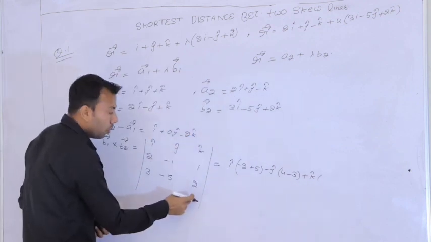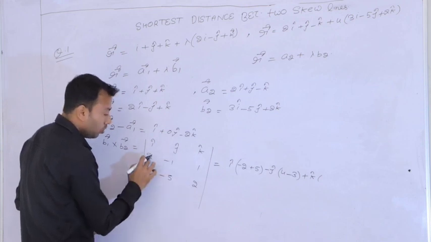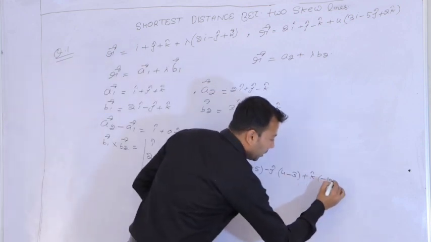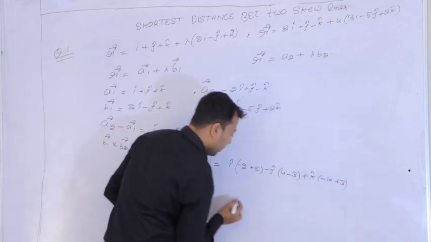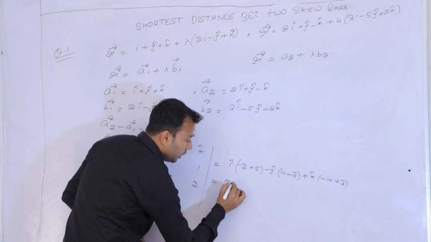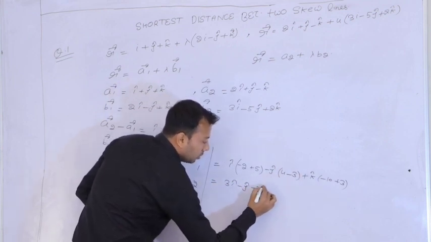Again, minimizing the third row and first column, so 2 into minus 5, minus 10, and minus plus 3. So b1 cross b2 is 3i minus j minus 7k unit vector.